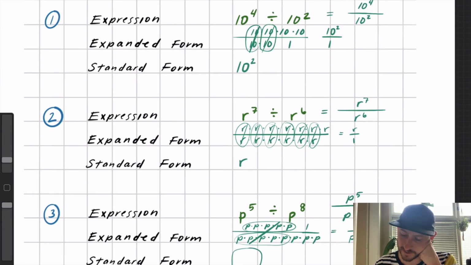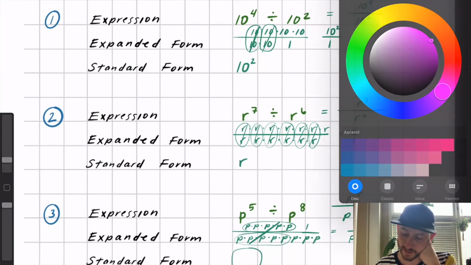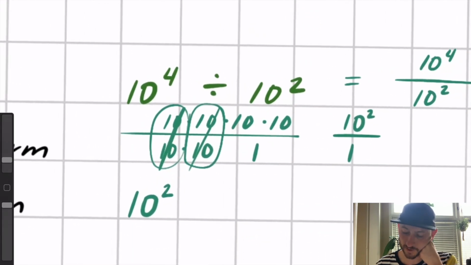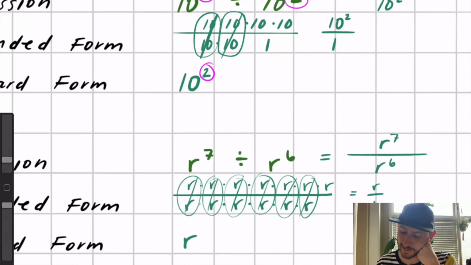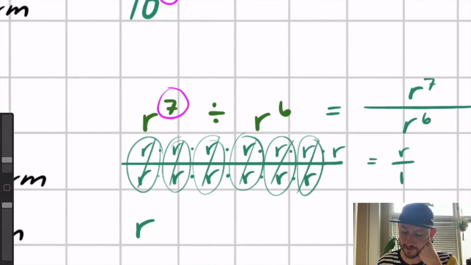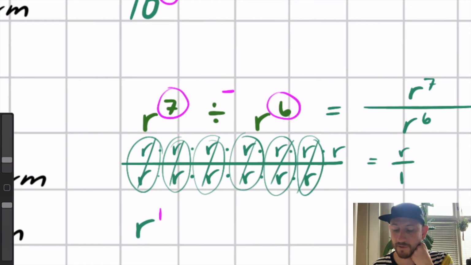You might have noticed this pattern in our first two examples, but let's go back and see if you figured it out. Our exponents were 4 and 2, and we ended up with an exponent of 2. 4 minus 2 equals 2. In the second example, we had an exponent of 7 and an exponent of 6. And our ending exponent, although it's not written, is technically 1. That's because 7 minus 6 equals 1. So when you divide powers with the same base, you can subtract their exponents.